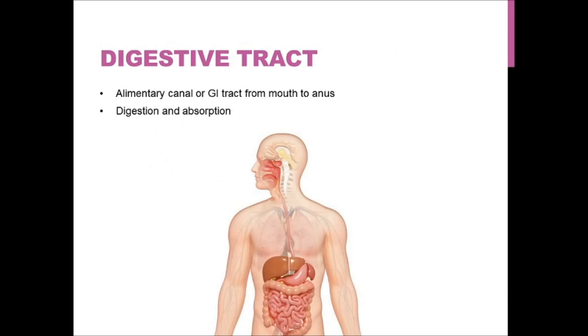The digestive system actually spans from your oral cavity, or your mouth, all the way to your anus, and it's a really long tube and it's continuous throughout your entire body. It's also known as the alimentary canal or the GI tract, or gastrointestinal tract. Its main functions are digestion and absorption.